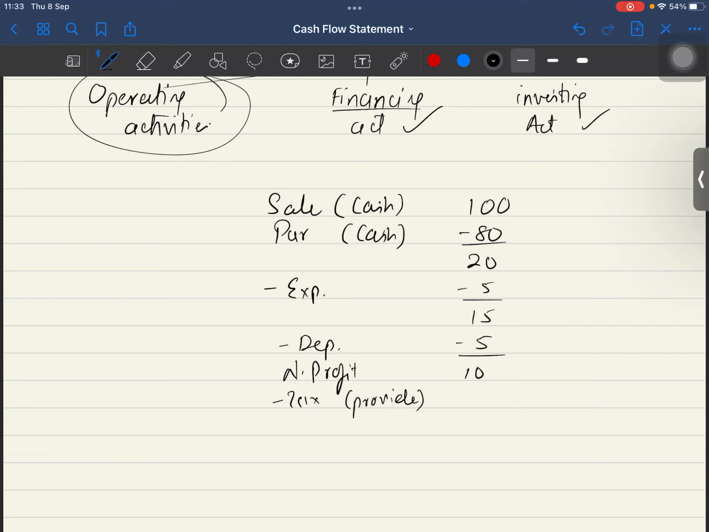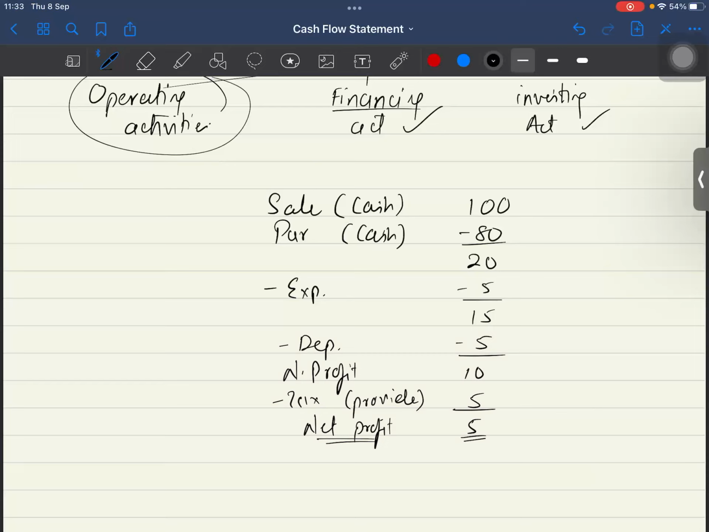You're just keeping it aside. Say for example, 50%, that is 5 rupees. And your net profit at the end of the year will be this, available for the owners.